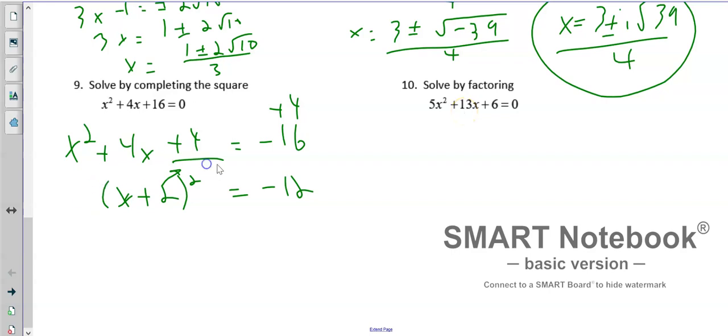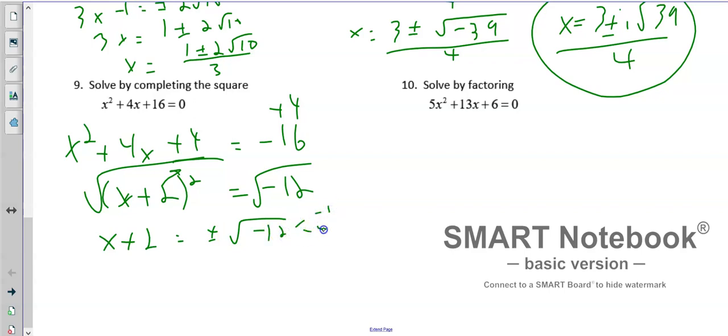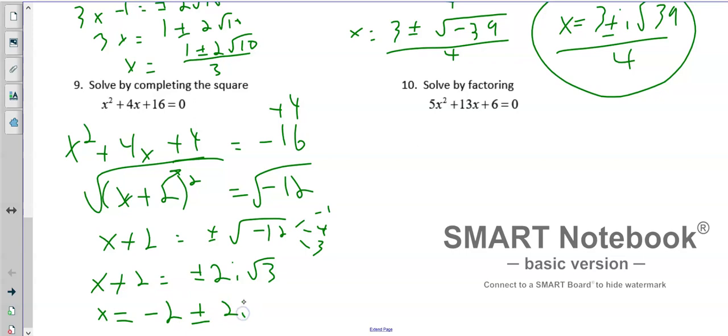And now we're going to square root both sides, which leaves us with x plus 2 equals plus or minus the square root of negative 12, which breaks down to negative 1 times 4, our perfect square, times 3. So square root of 4 is 2. Negative 1 comes out as an i. 3. And last thing we do is move the 2 over. Negative 2 plus or minus 2i root 3. And that's it.